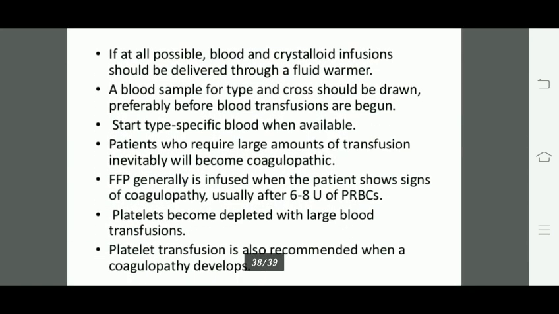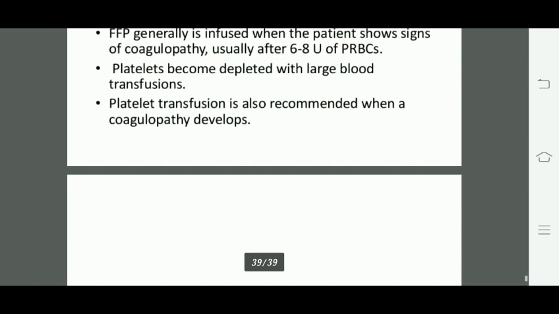If at all possible, blood and crystalloid infusions should be delivered through a fluid warmer. A blood sample for type and cross should be drawn, preferably before blood transfusions are begun. Start type specific blood when available. Patients who require large amounts of transfusion inevitably will become coagulopathic. FFP generally is infused when the patient shows signs of coagulopathy, usually after 6 to 8 units of PRBCs. Platelets become depleted with large blood transfusions. Platelet transfusion is also recommended when a coagulopathy develops.